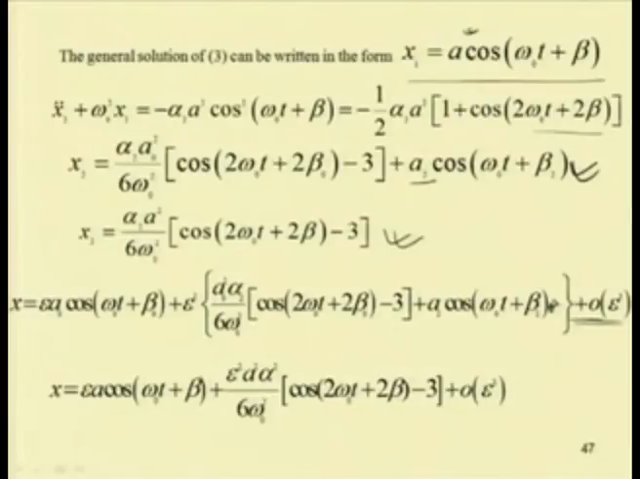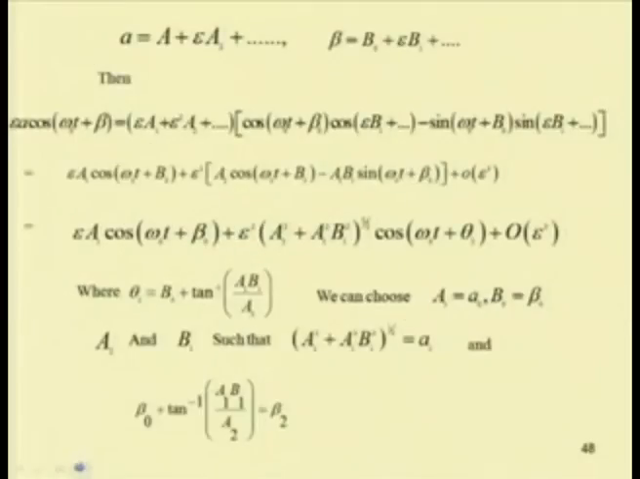So, using the first one we can write this equation, and using the second one we can write this equation. Now taking a equal to a 1 plus epsilon a 2 and beta equal to b 0 plus epsilon b 1, one can write epsilon a cos omega 0 t plus beta, and expand this equation in this form.